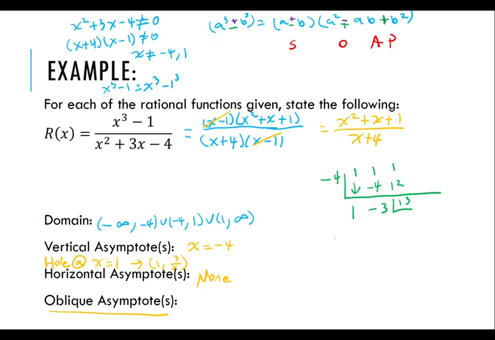And so the quotient that we get is going to be 1 degree less than what we started with. So instead of x squared, it's x. So that's going to be y is equal to 1x minus 3. And so I claim that this is our oblique asymptote. We don't care about the remainder right now. y is equal to x minus 3 is the oblique asymptote. And so what we'll do is we'll graph that with a dashed line through y equals x minus 3, and we'll know that at the end behavior you will approach that line.